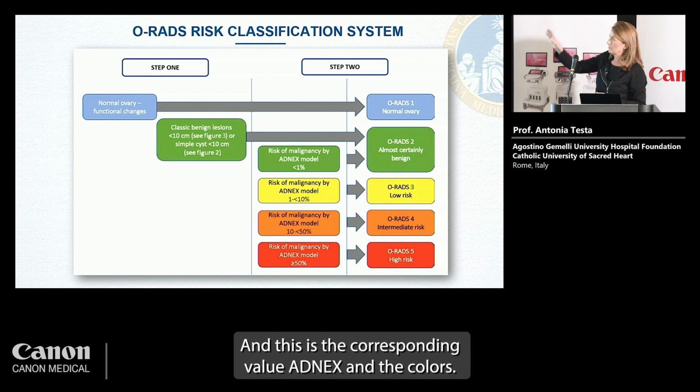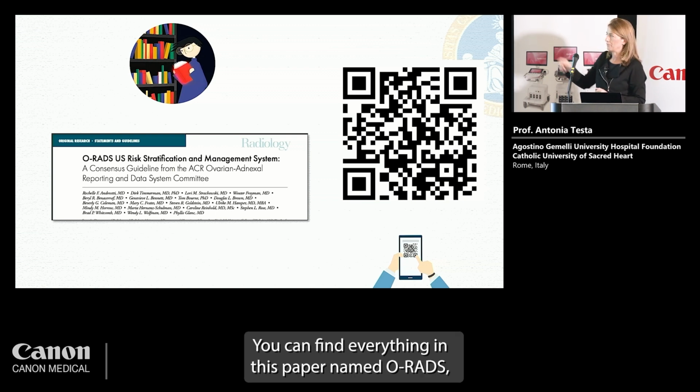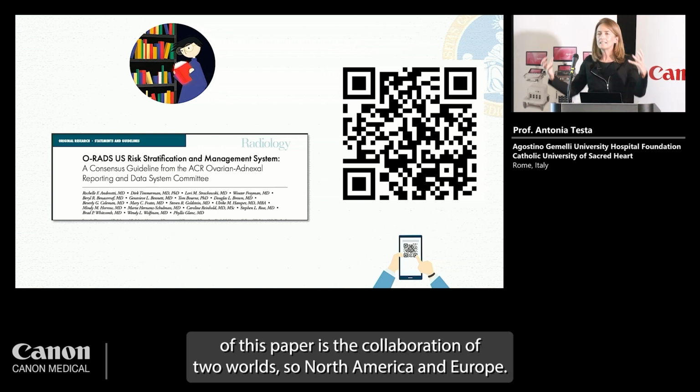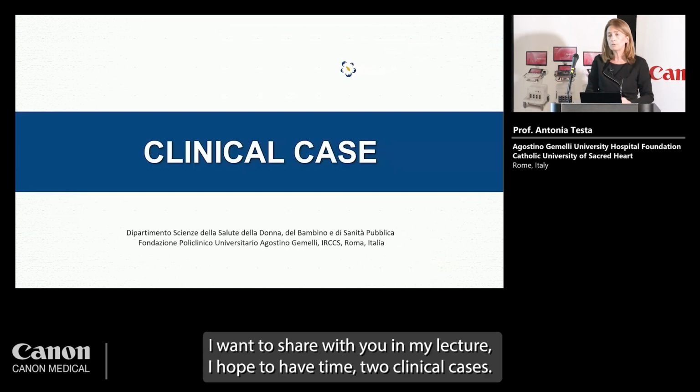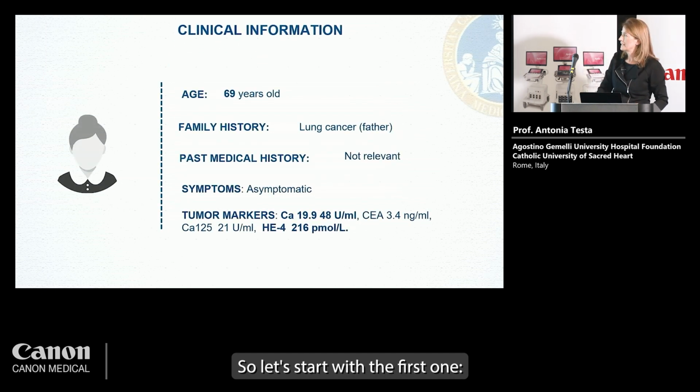And this is the corresponding value, ADNEX and the colors. You can find everything in this paper, named O-RADS, a sort of risk stratification and management system. But the great value of this paper is the collaboration of two worlds, North America and Europe. I want to share with you in my lecture, I hope to have time, two clinical cases. So let's start with the first one.